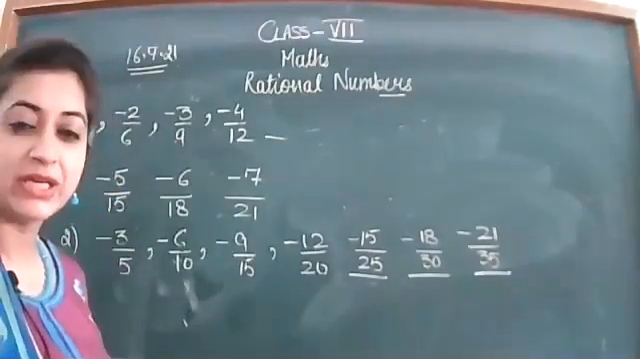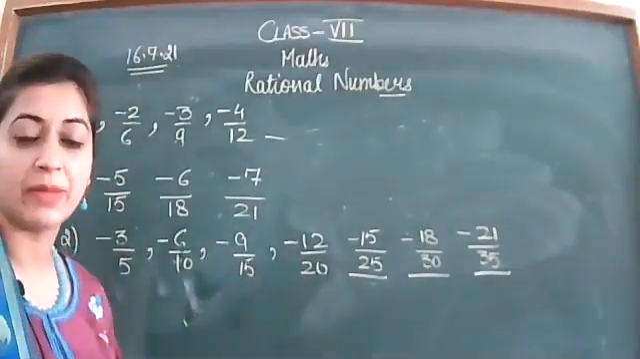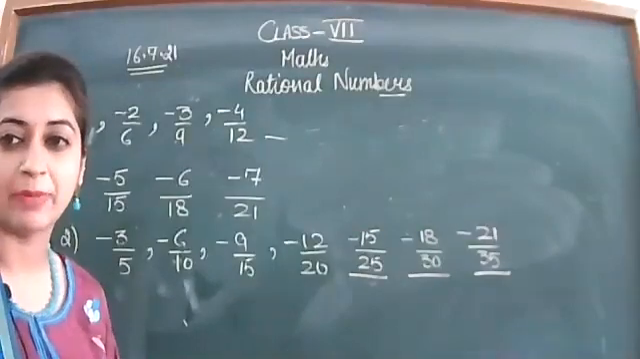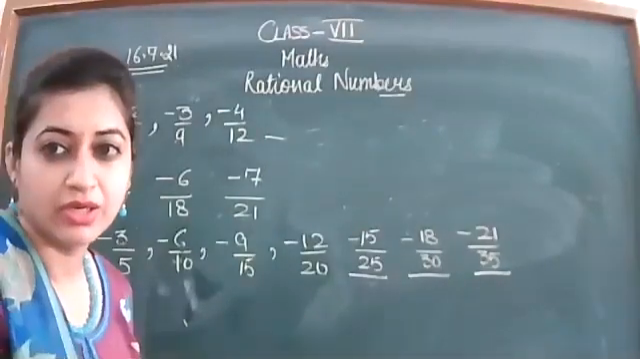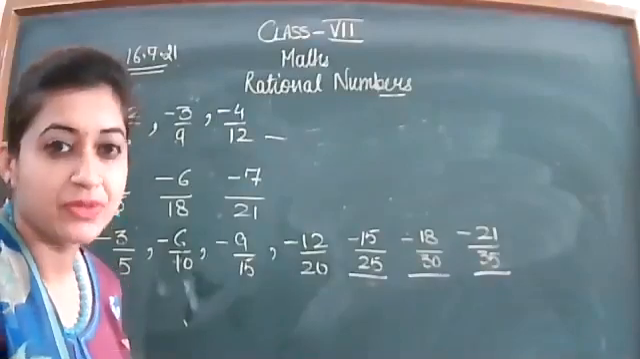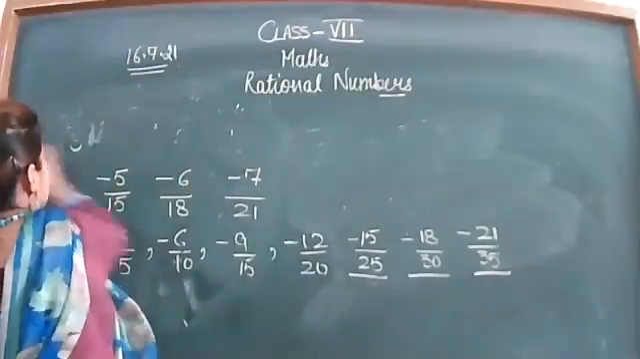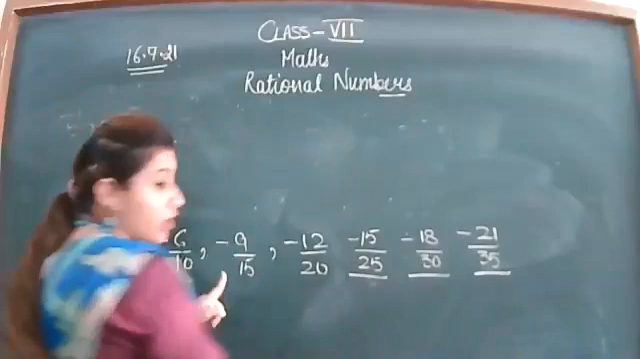Okay. Any doubt, beta? So in the numerator, we have table of 3. In the denominator, we have table of 5. So we have just written the table in continuity. Any doubt? Now see one more part of this. But this question is from your exercise.